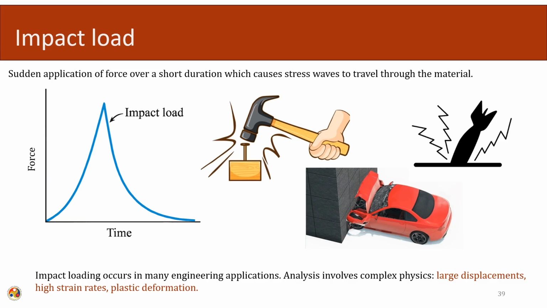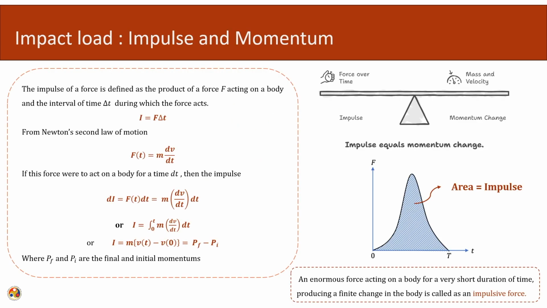Impact loading occurs in many engineering applications, and its analysis involves the complex phenomena of the interaction between the structure and the impactor, the large displacements associated with the impact event, the high strain rates, and the plastic deformations. All these phenomena make the analysis of an impact event very complex. Now we are trying to categorize, in the simplest way, how the impact event is applied to a structure, and what the different mathematical formulations are that we use.